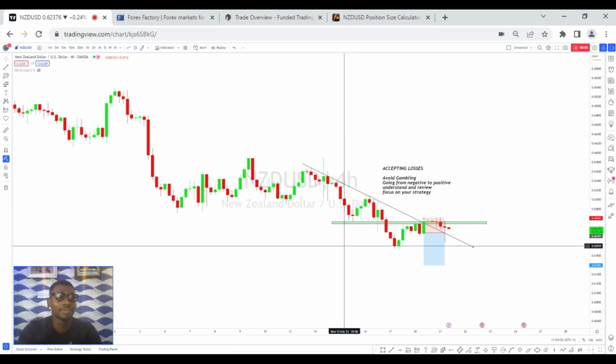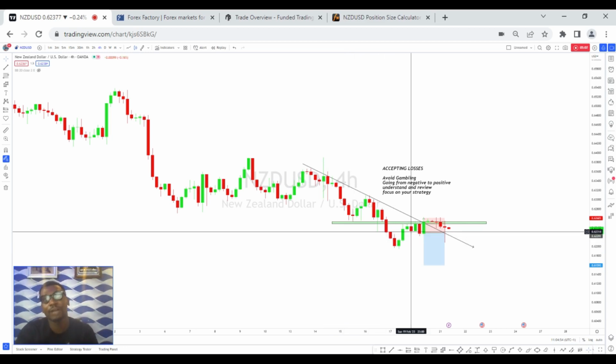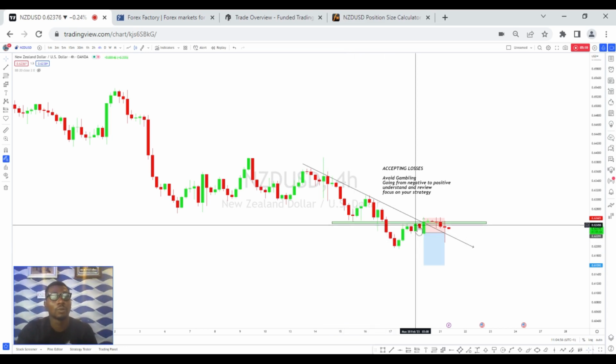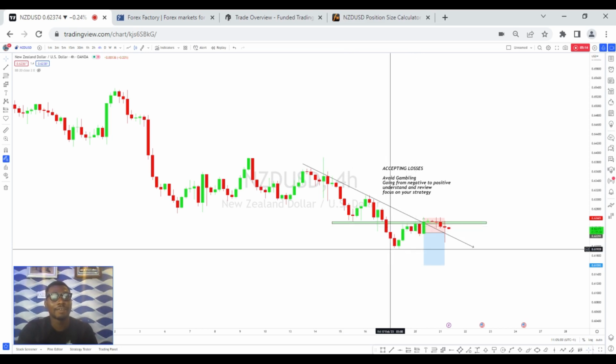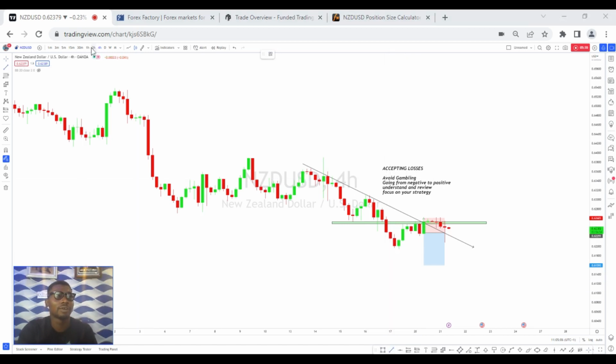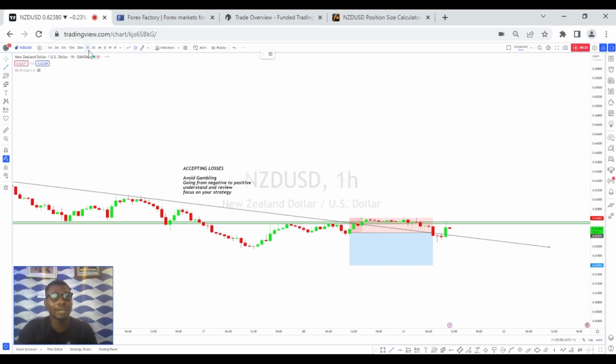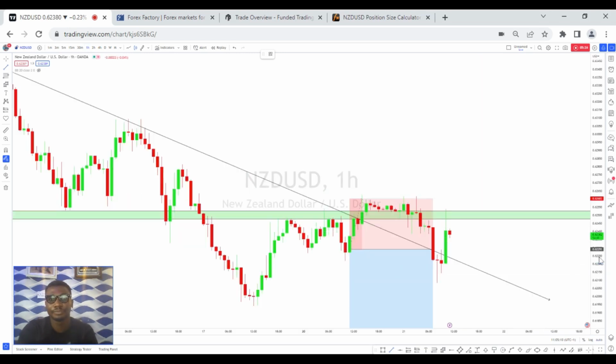Whenever we have a retracement back to this level, we are supposed to be looking out for what? A trend reversal. We are supposed to be looking out for a reversal on the 1 hour time frame, just this way.